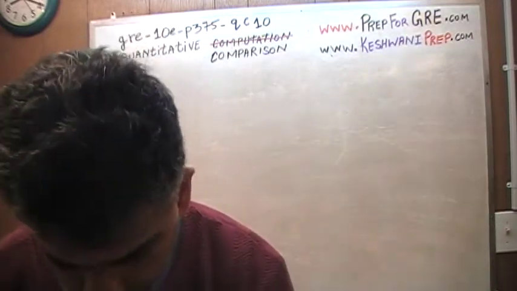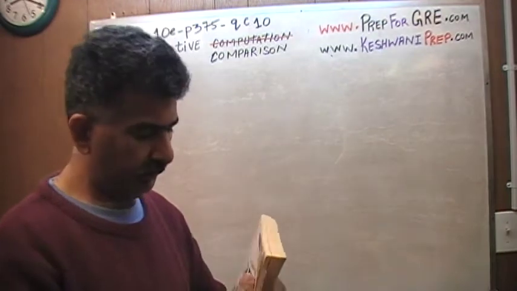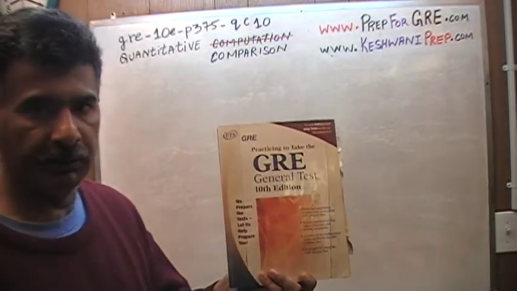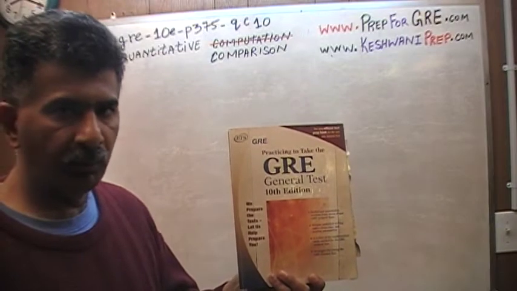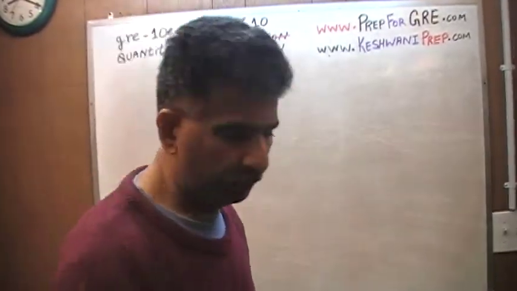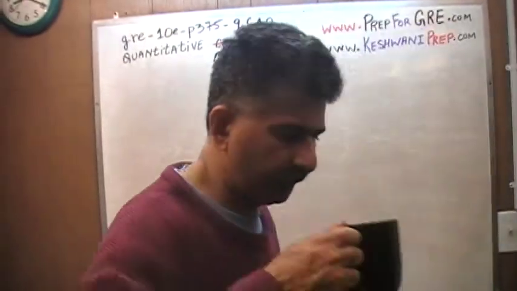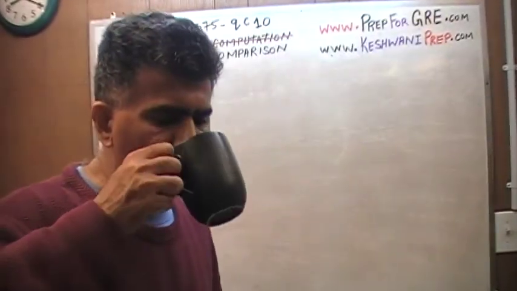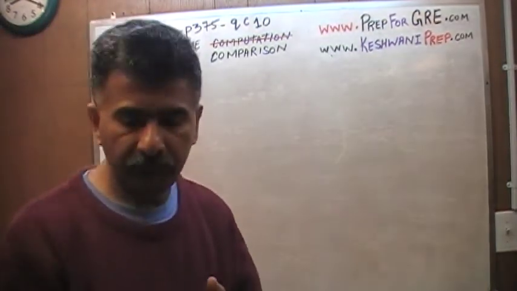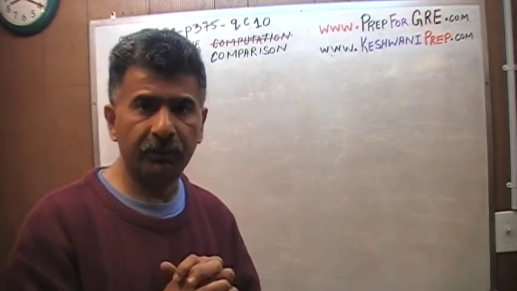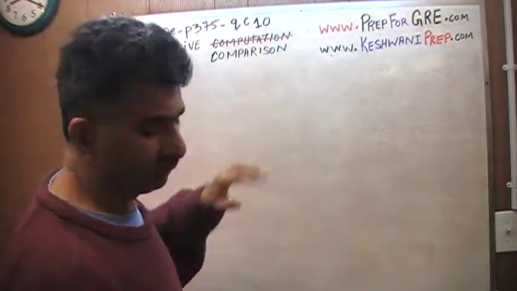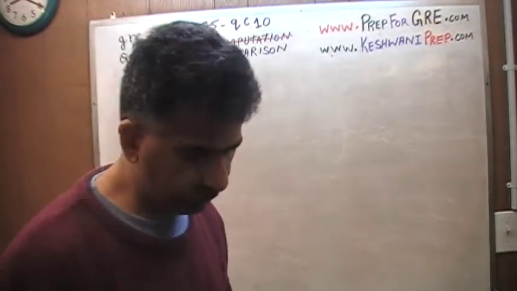I have been solving math problems for GRE out of this book here, practicing to take the GRE general test, the 10th edition. If you do not own this book already, purchase one immediately. You're going to need it in order to prepare for the exam. The problem that I'm about to solve is the one that you're going to find on page number 375, quantitative comparison question number 10, the very last one on that page.